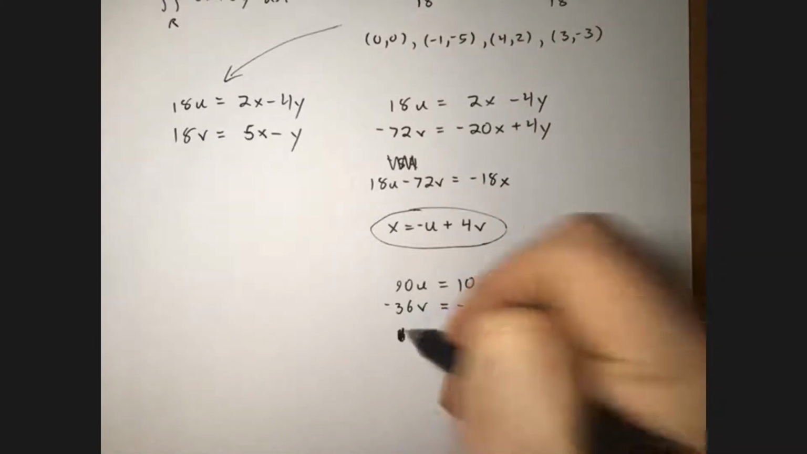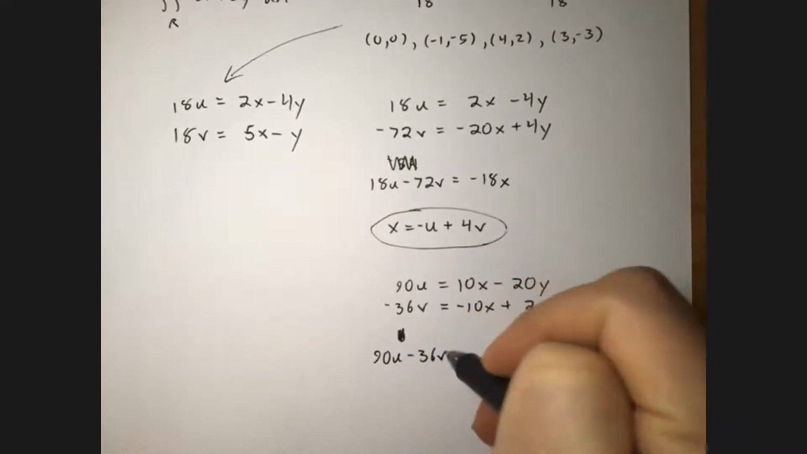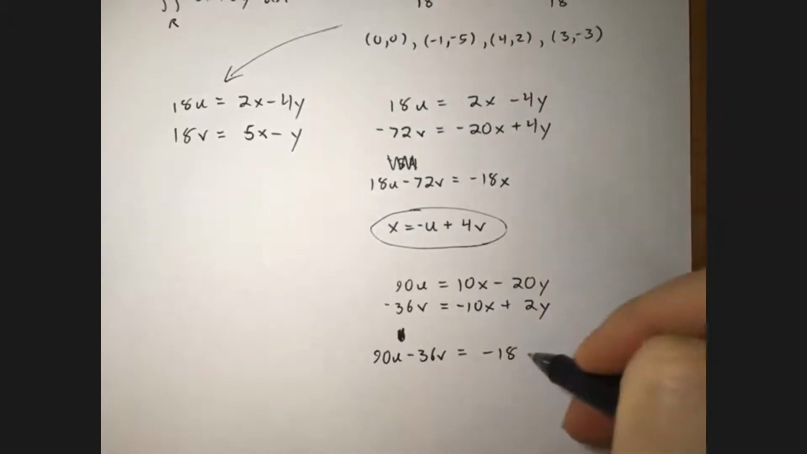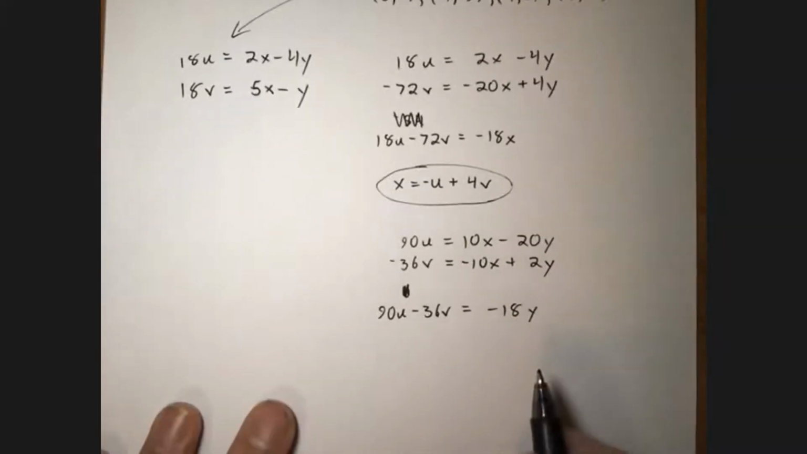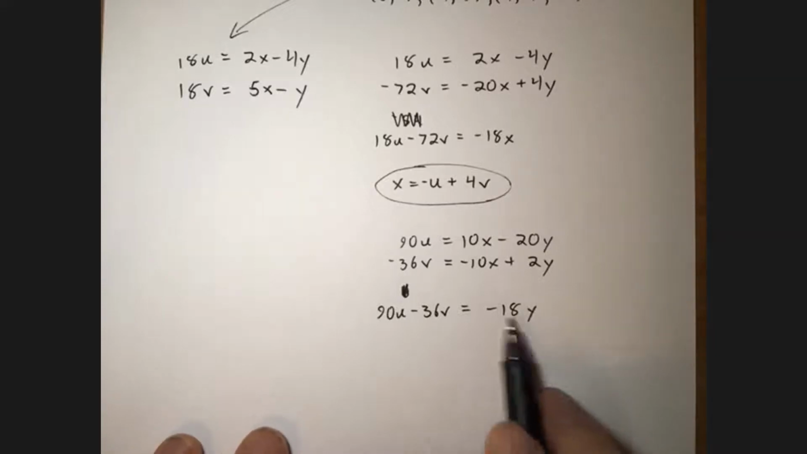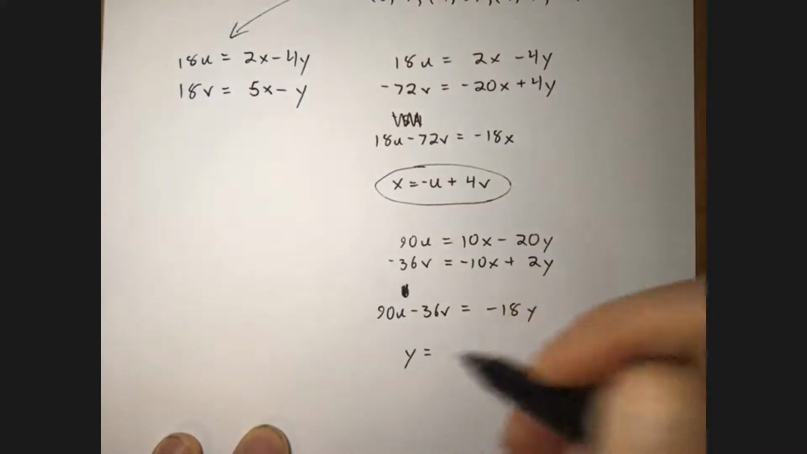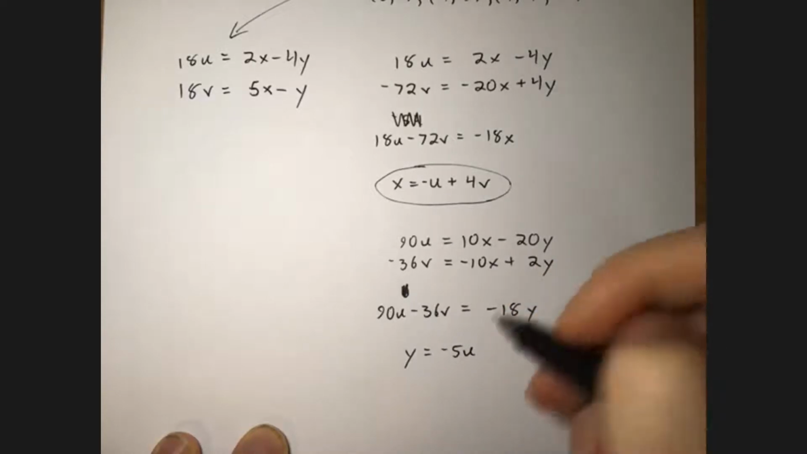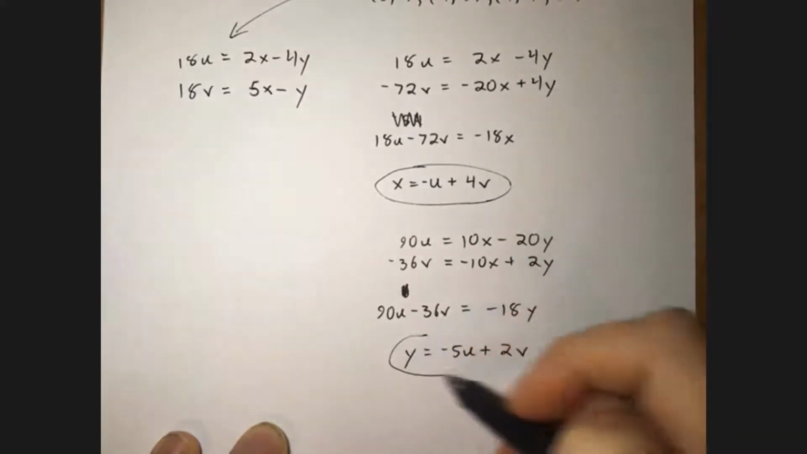Oh, I'm doing it again. These are not like terms. One's a u, one's a v. Don't do that. 90u minus 36v. Negative 20 plus 2 is negative 18. Divide both sides by negative 18. 90 divided by negative 18 is negative 5, right? So I'm getting negative 5u plus 2v.